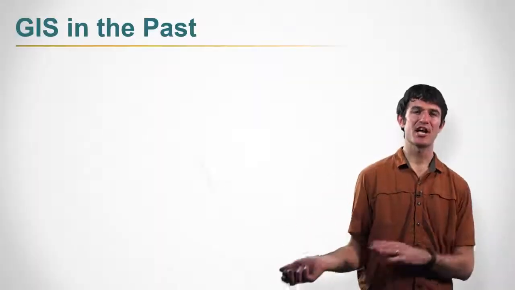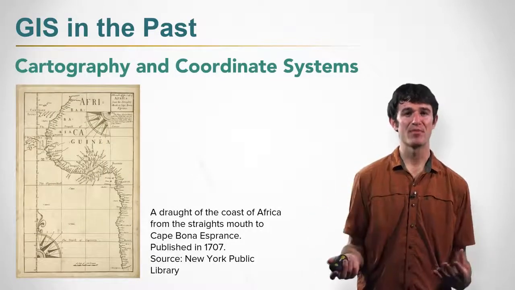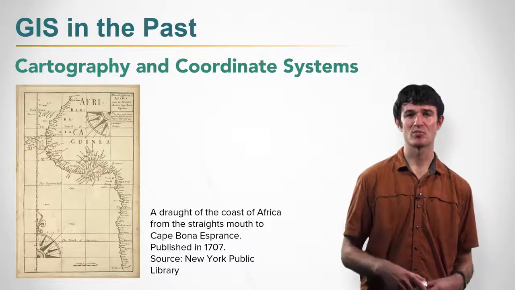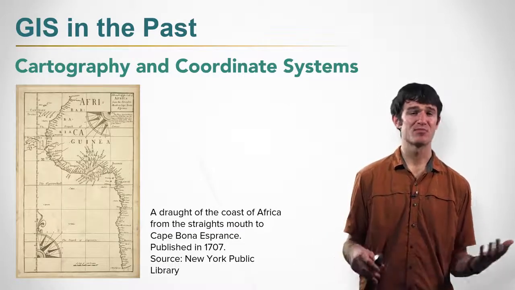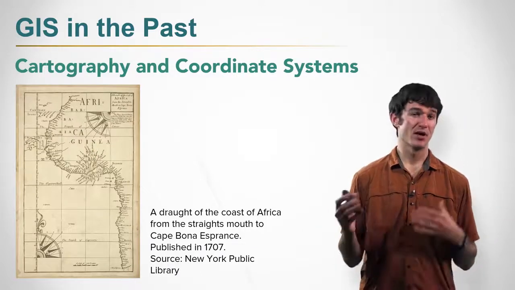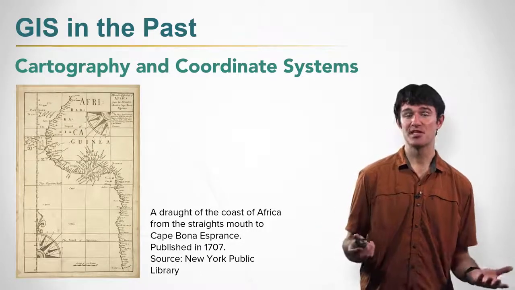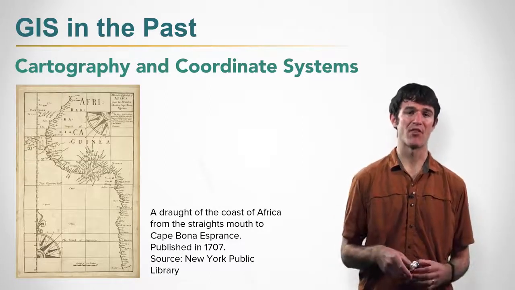In the past, GIS started primarily with maps. People made maps to understand the world around them. They needed to know how to get places, and they were exploring the world and writing down what they saw. Cartography and coordinate systems predate computers by far. You've seen old maps. But was it GIS? I would say sure, because people were using maps and spatial information to understand the world around them.